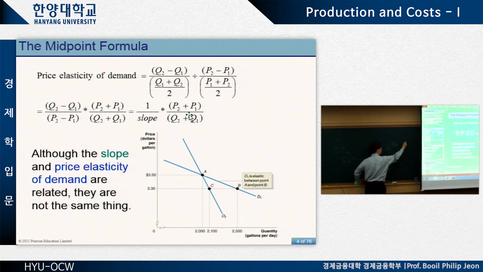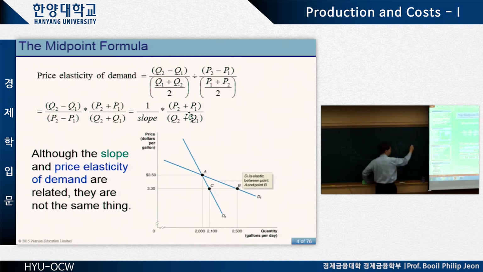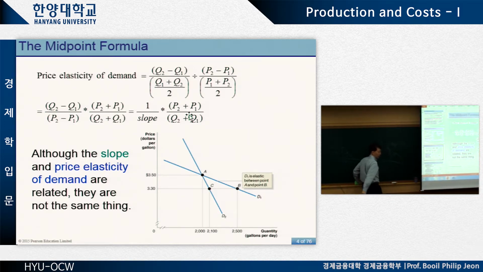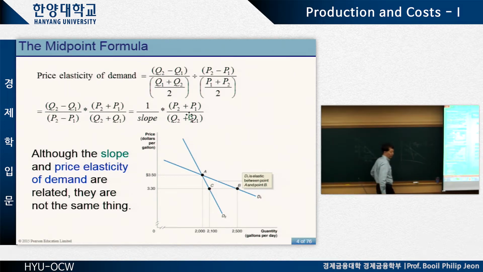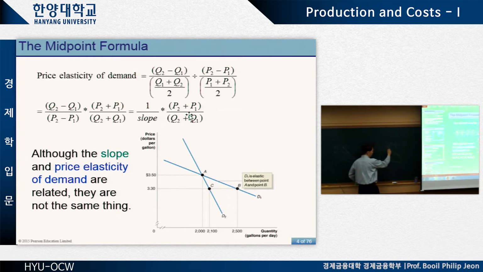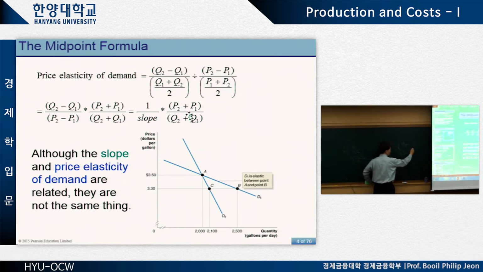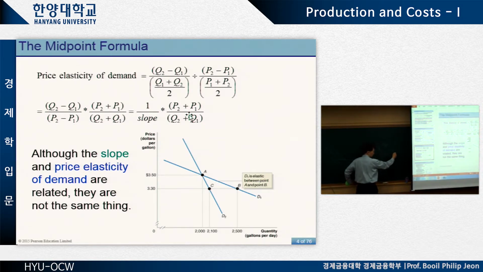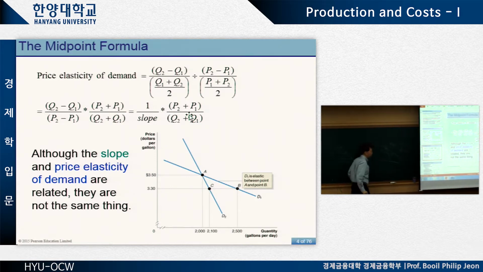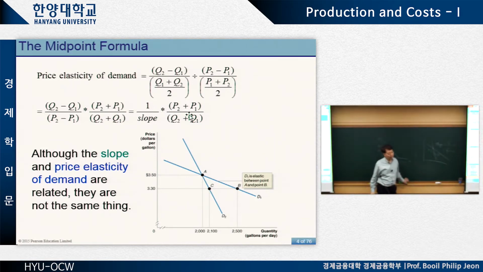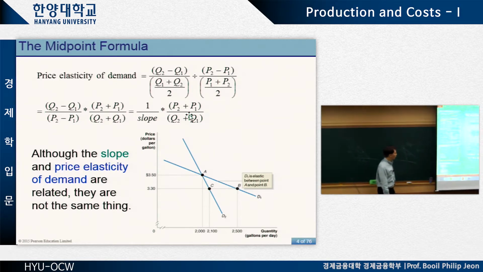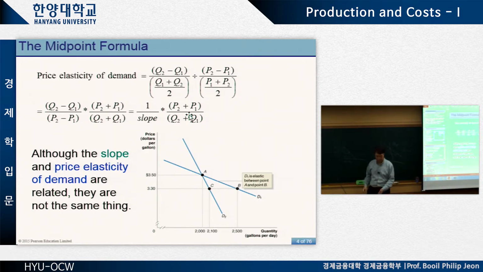Negative 5 over 1, right? Which is negative 5. So the absolute value is 5, right? If it's a flatter one, this is what? 5 over 5, right? Or negative 1. You know that, right? Okay. So when you think about this formula, right?